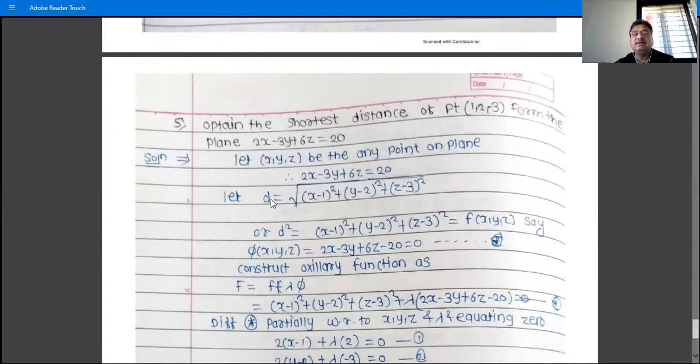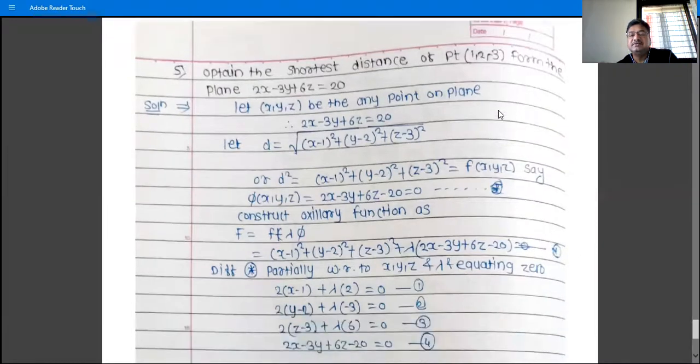And then let d be the distance between this point (1, 2, -3) and (x, y, z). That is, d = root of (x - 1) squared plus (y - 2) squared plus (z + 3) squared. Right here, plus 3, because the point is (1, 2, -3).